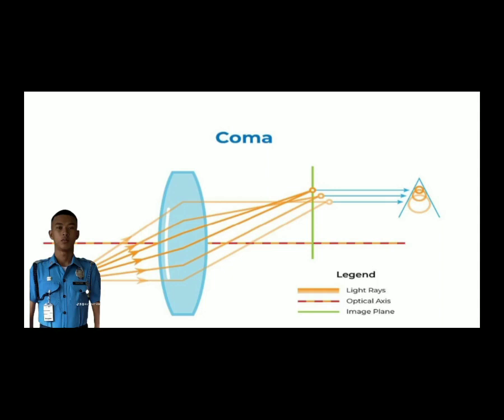So, what is coma? Coma is an aberration resulting from a variance in magnification depending on the ray's height and the lens. Actually, there are two types of coma, positive and negative. Negative coma occurs when the rays hitting the lens further from the partial region focus closer to the axis than the rays closer to the partial region.